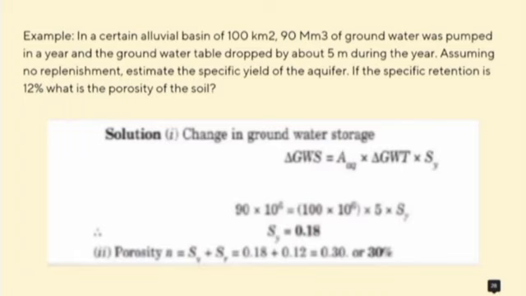The formula for this is N, which stands for porosity, equals SY plus SR, wherein SY is your specific yield, which is 0.18, and SR is the retention. Now solve for the porosity by substituting SY equals 0.18 and SR equals 12% or 0.12 into the formula. The final answer would be 0.30 or 30%.